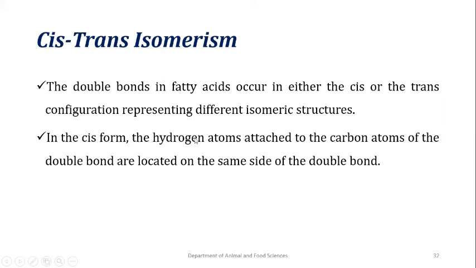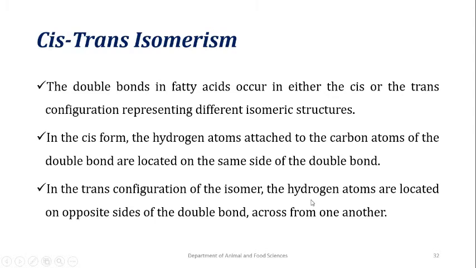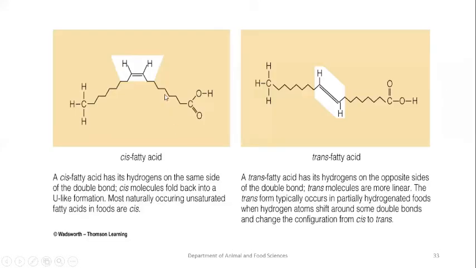Then in the cis form and trans form, you might have learned this under your advanced level chemistry. In the cis form, the hydrogen atoms attached to the carbon atoms of the double bond are located on the same side of the double bond, and in the trans form, hydrogen atoms are located on opposite sides of the double bond, across from one another. Usually in natural fats and fatty acids, we can see the cis form. Through partial hydrogenation, this type of trans fatty acids can be formed.